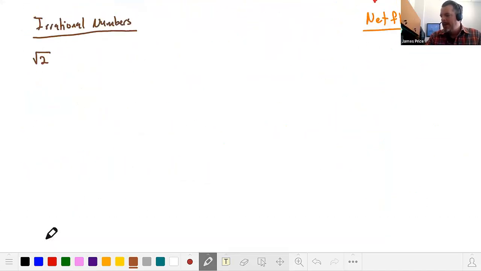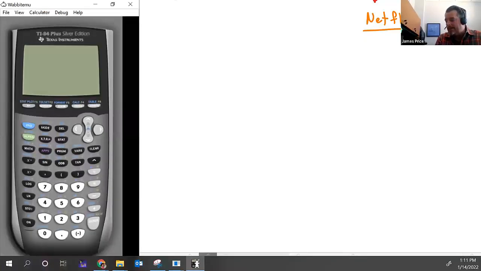Think about the square root of 2, because this is one of those questions where I ask students, well, what is the square root of 2? What is that thing? How do you find it? Where does it come from? Typically you'll tell me you can go to the calculator and type in the square root of 2. That's a good idea. So you hit second, x squared, which pulls up the square root button, put a 2 in there, and hit enter. And it gives you this answer right here.